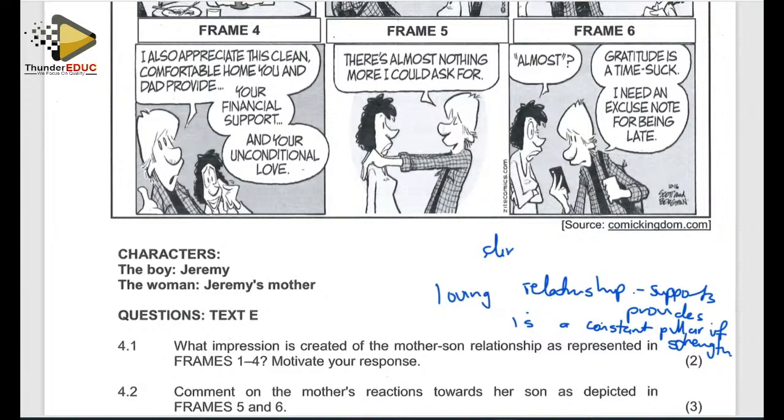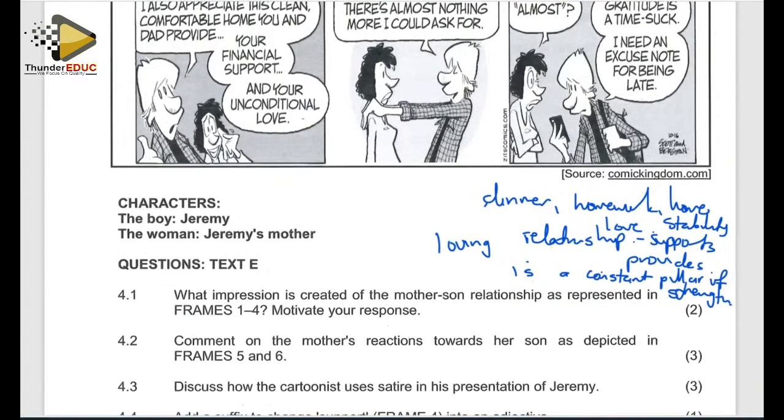The dinner, the homework, stability, home, stability, love. So those are the things that the mother is providing for Jeremy to show the loving relationship between mother and son. The son lovingly thanks the mother in return. That's why it's a loving relationship, because it's two ways. It goes both for the mother and for the son as well.